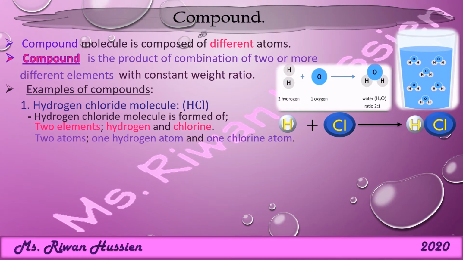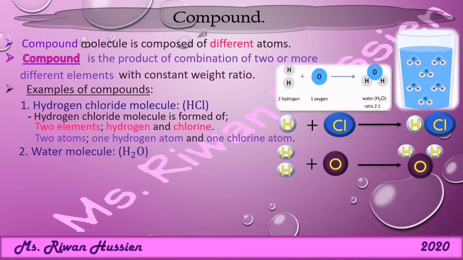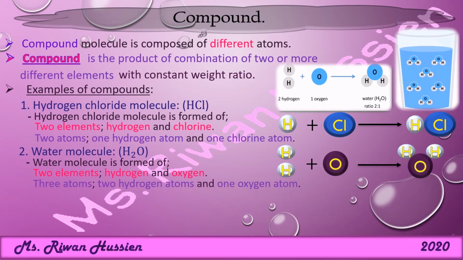Let's take another example. Water molecule. It is a product of combination of 2 hydrogen atoms and 1 oxygen atom. So we can say that water molecule is formed of 2 elements, hydrogen and oxygen, and it has 3 atoms in each molecule, 2 hydrogen atoms and 1 oxygen atom.